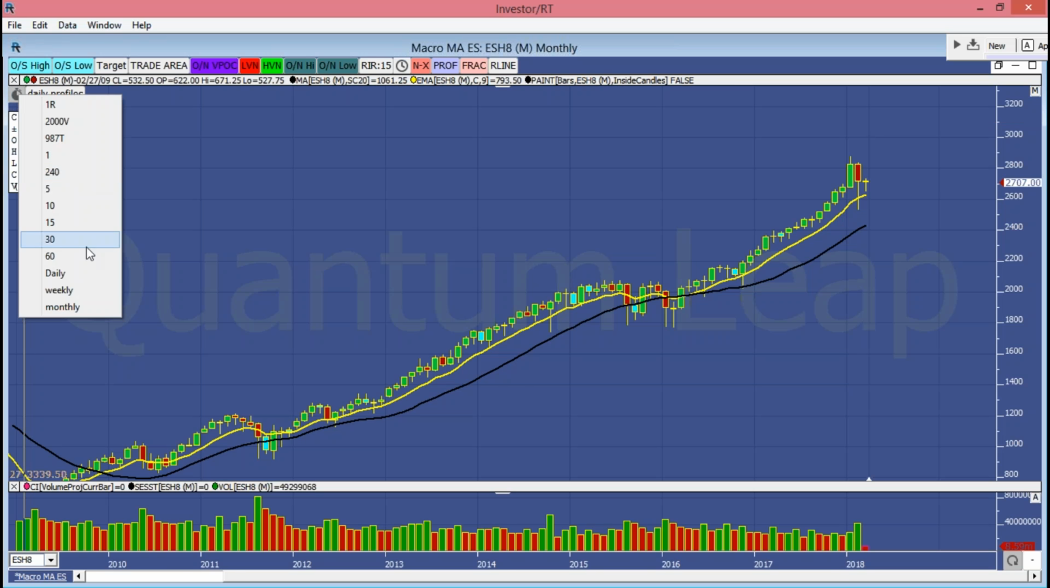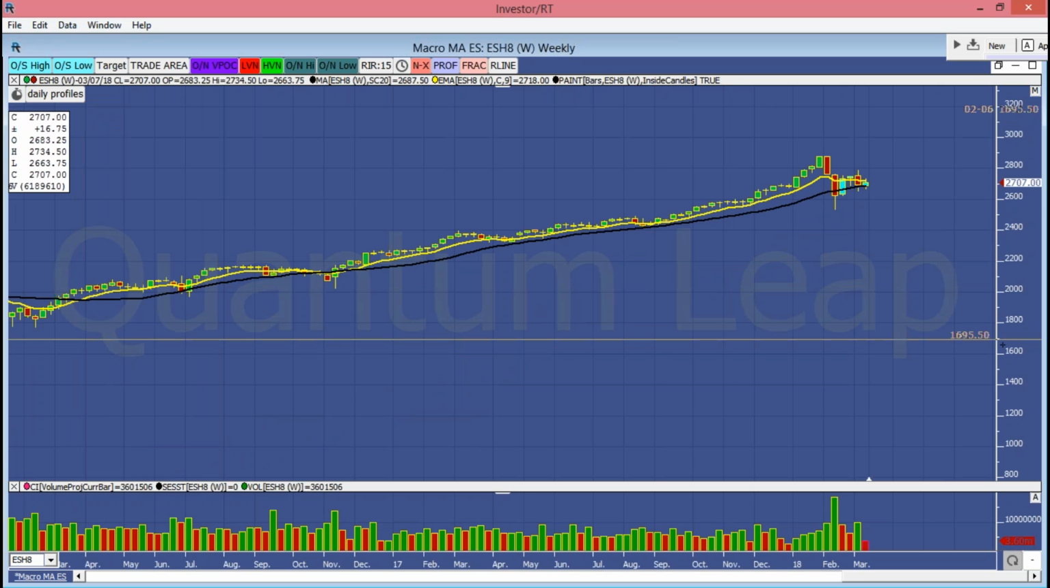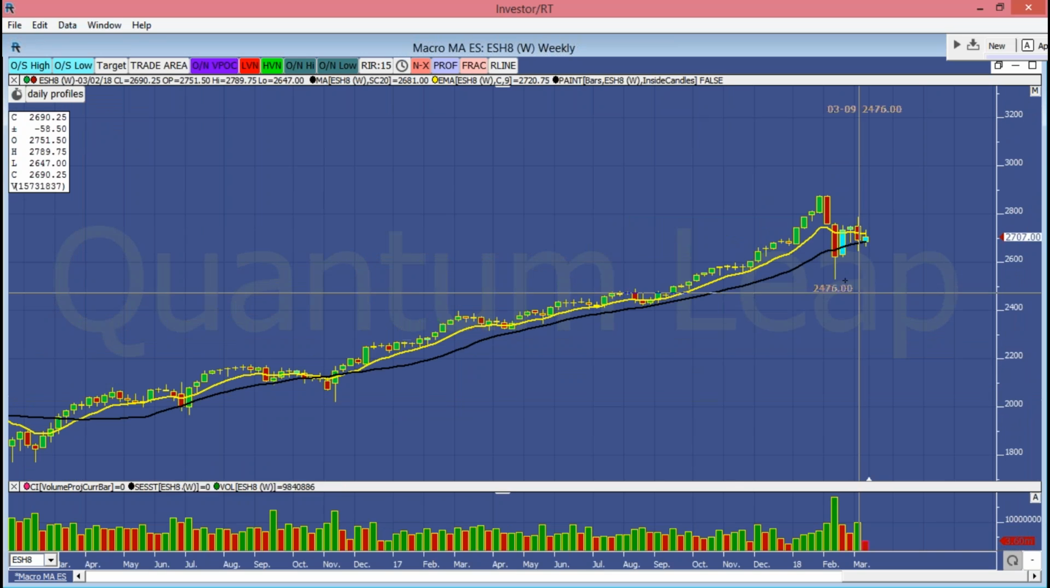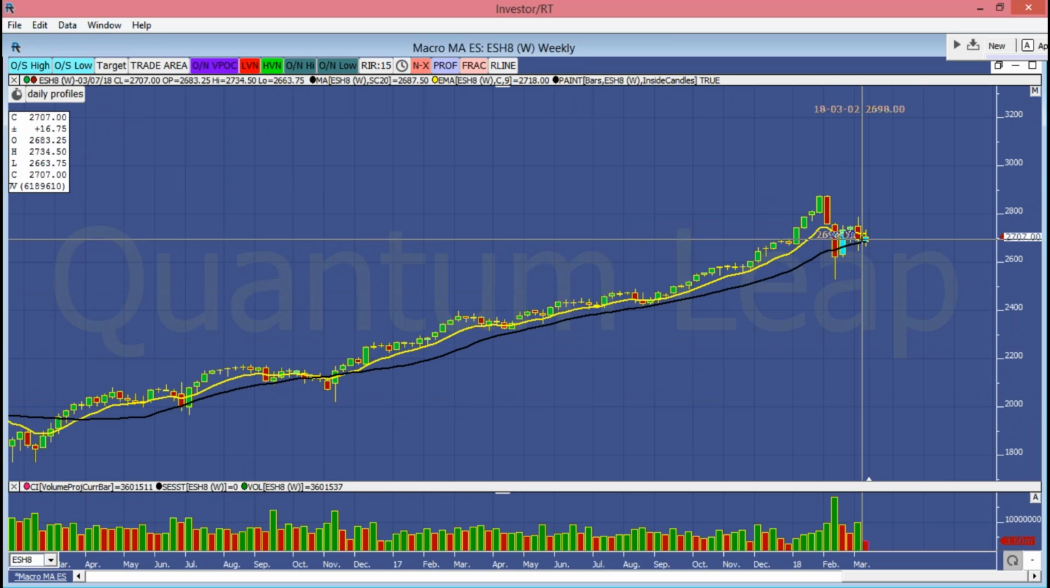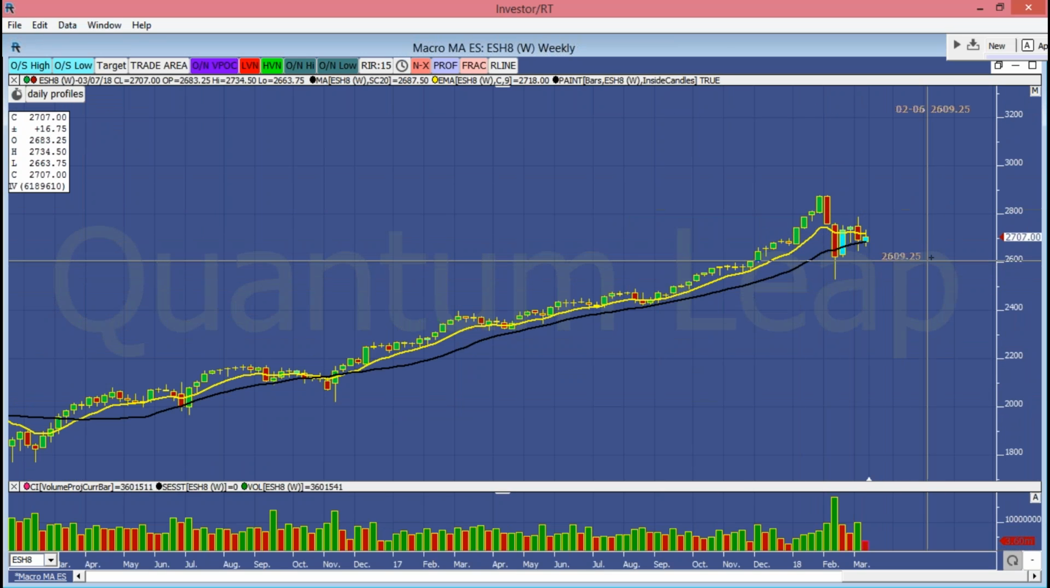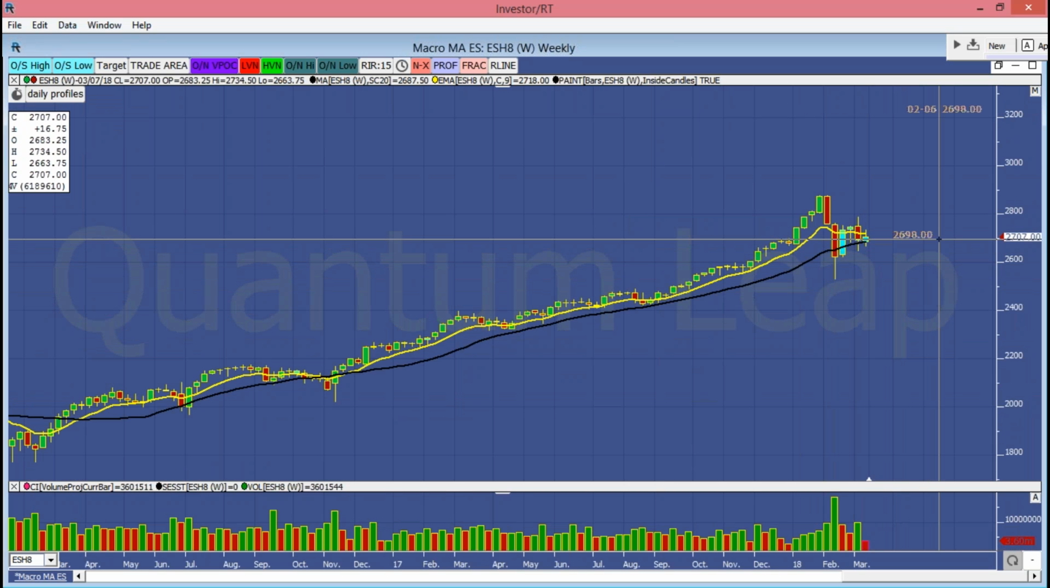Going to the weekly, you can see that the weeklies are coiling. We've got inside weeks. We're creating this symmetrical triangle, building energy for another very big move out of here. Which way is it going to break? We have no idea. Some clues to each side.